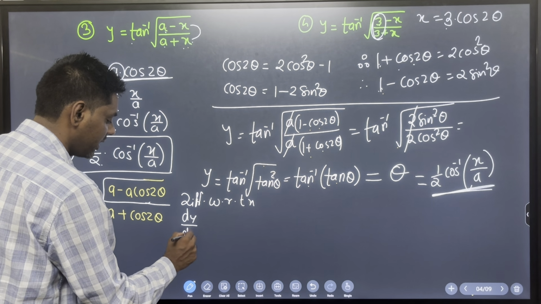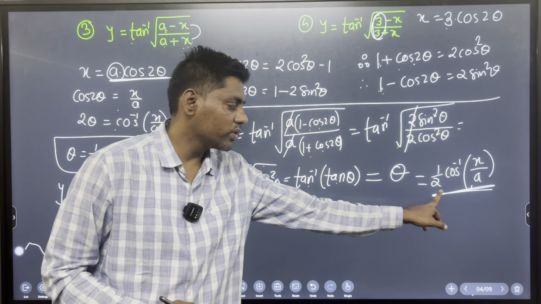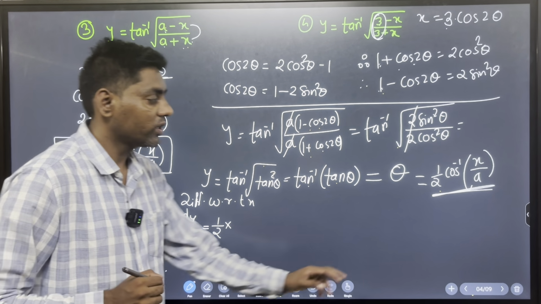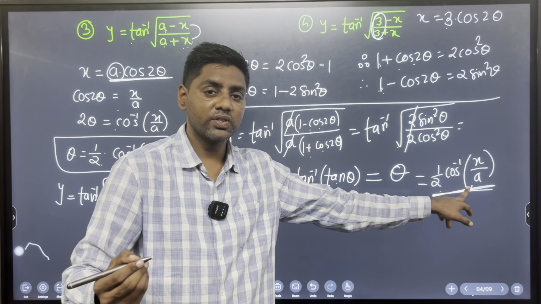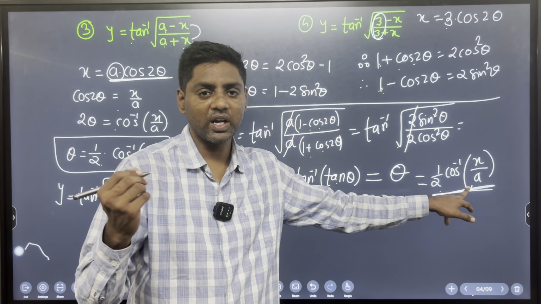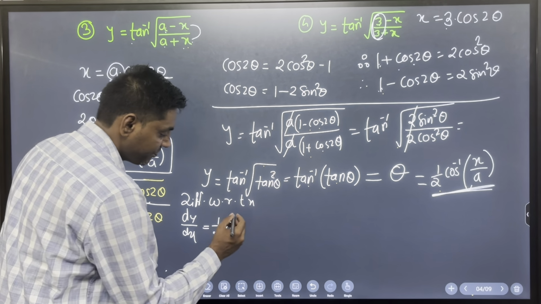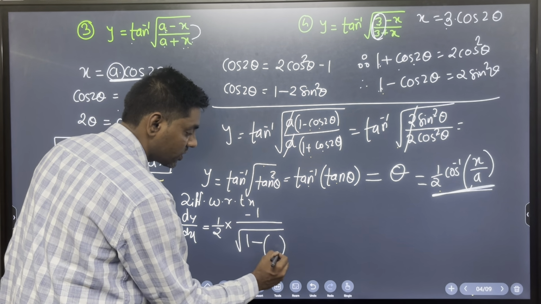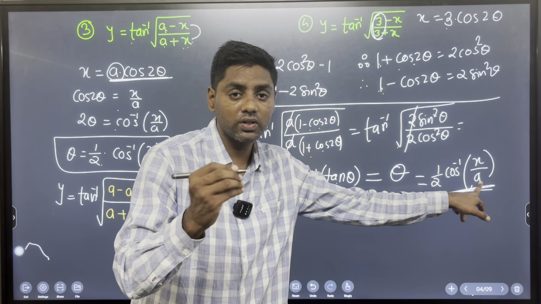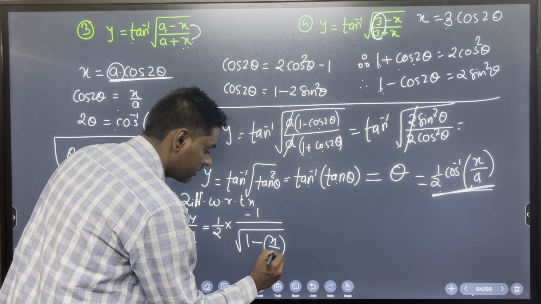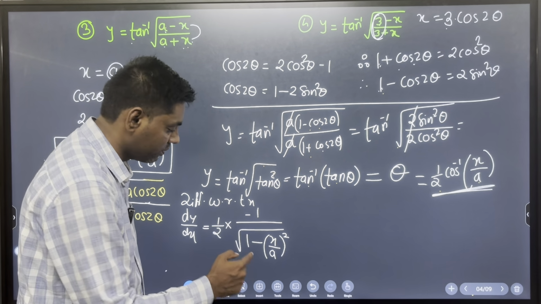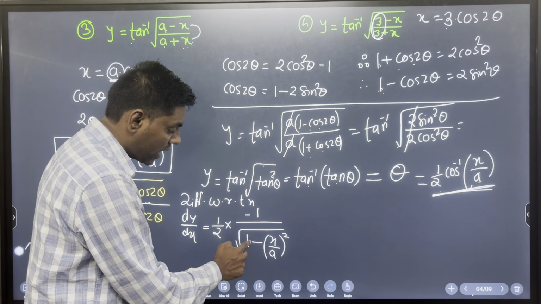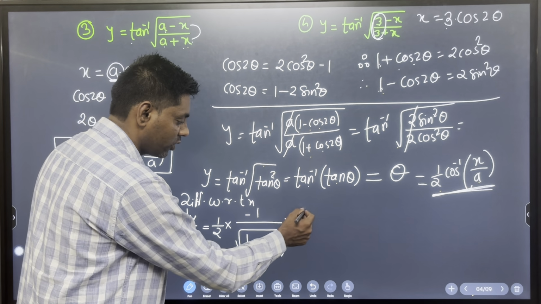So dy by dx equal to 1 by 2, which is the constant, write it down as it is. It is multiplied by the function. But what is the derivative of cos inverse x? That is minus 1 upon under root of 1 minus x square. Remember the formula. And what is the x here? Completely x divided by a. So that is x divided by a, bracket square. The formula is very simple: minus 1 upon root of 1 minus x square, into the derivative of that function.